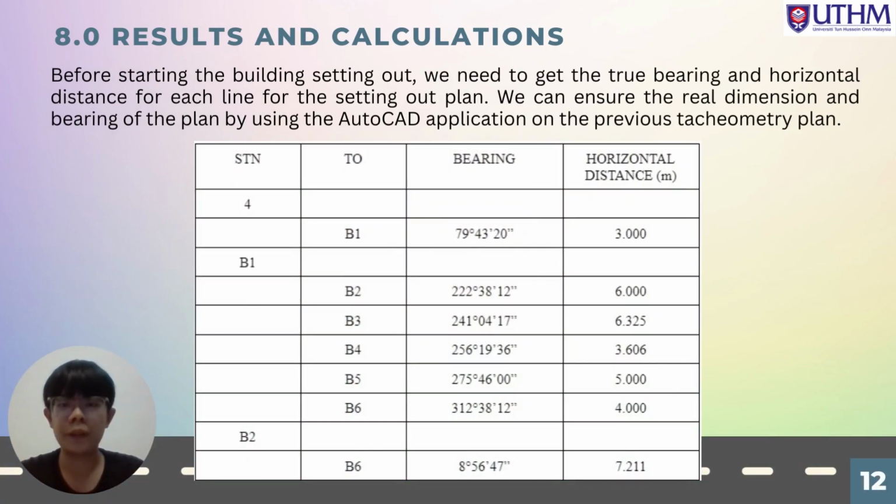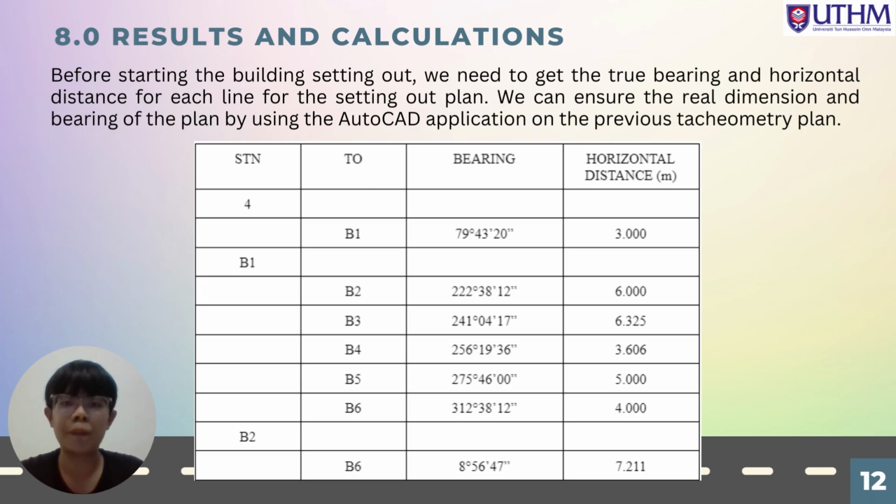Now I will continue to discuss the result and calculation for our project. Before starting the building setting out, we need to get the true bearing and horizontal distance for each line for the setting out plan. We can ensure the real dimension and bearing of the plan by using the AutoCAD application on the previous tachometry plan. The table below will show the data we get from the AutoCAD application.